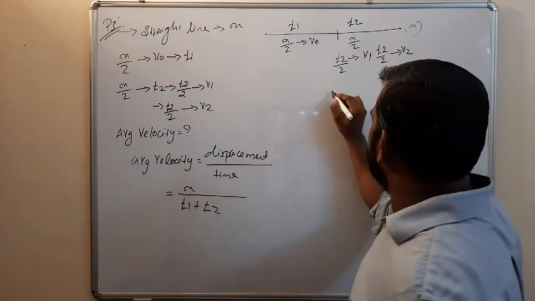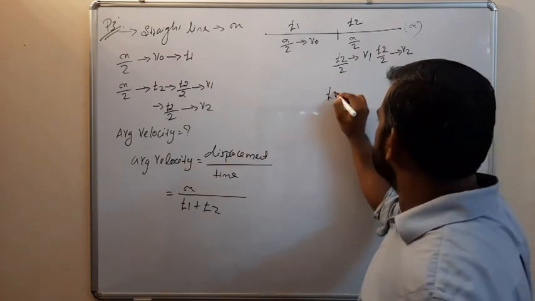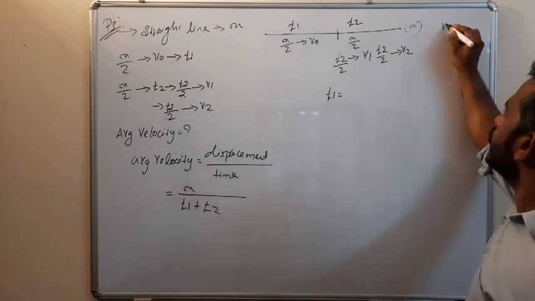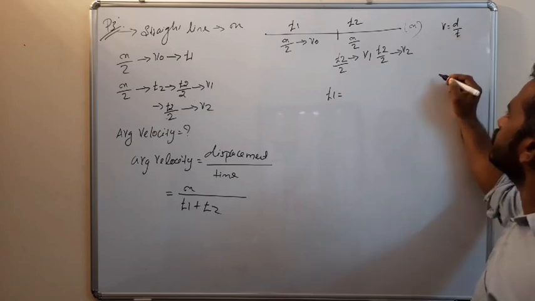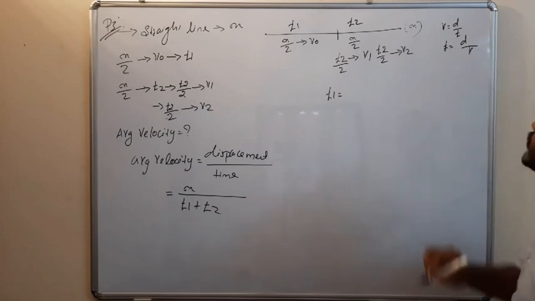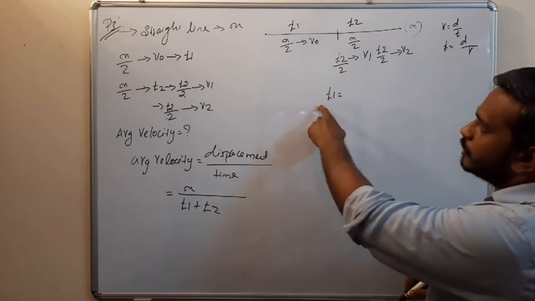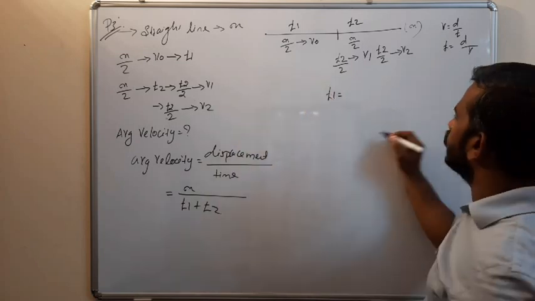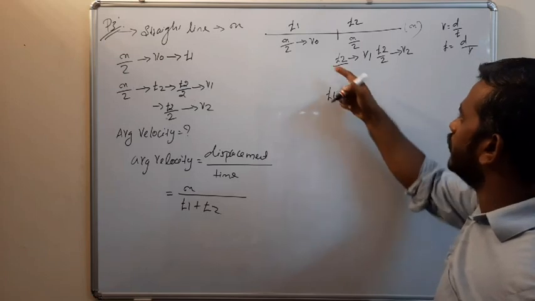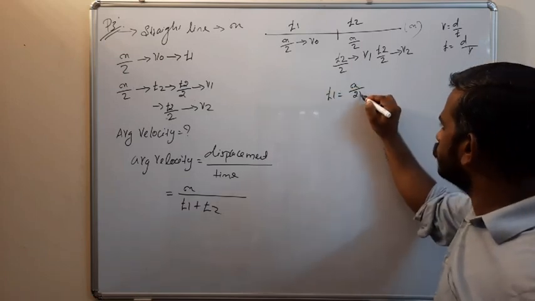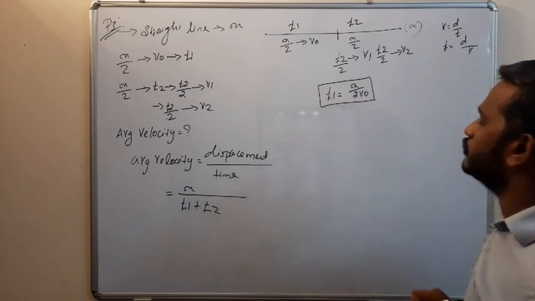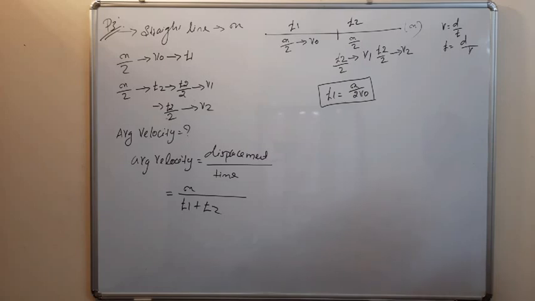Here, velocity is equal to displacement by time, so time is equal to displacement by velocity. So T1 is equal to the distance x by 2 divided by v0. T1 is equal to x by 2v0.